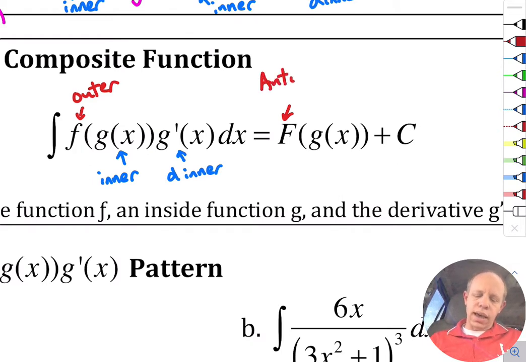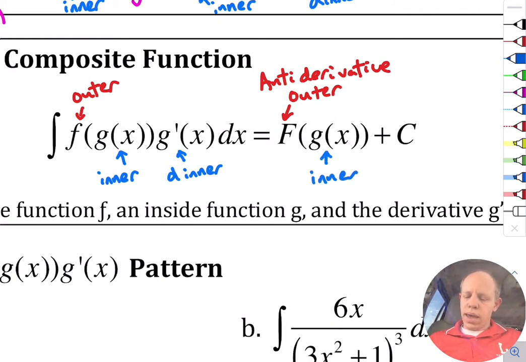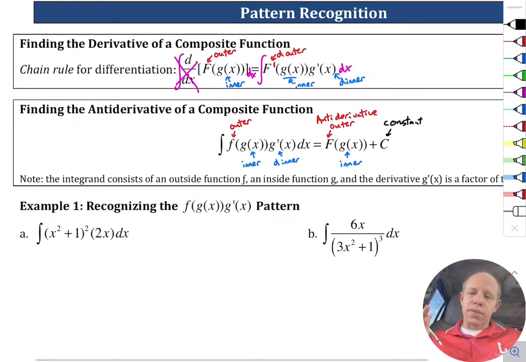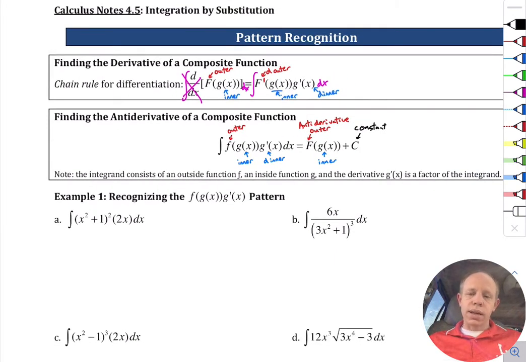So this is the antiderivative of the outer function. And it's still going to be at the inner function. That never changes. And then the only difference here is we're going to have a constant of integration that we're used to having when we find these antiderivatives. All right. So the integrand consists of an outside function f, an inside function g, and the derivative of that inside function, g prime of x, inside the integrand. So let's go ahead and recognize this pattern and see if we can find some of these antiderivatives.